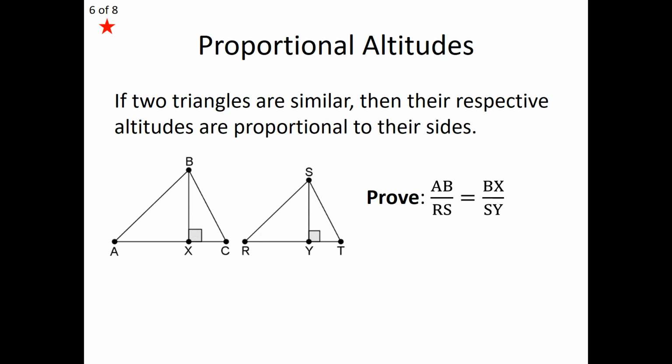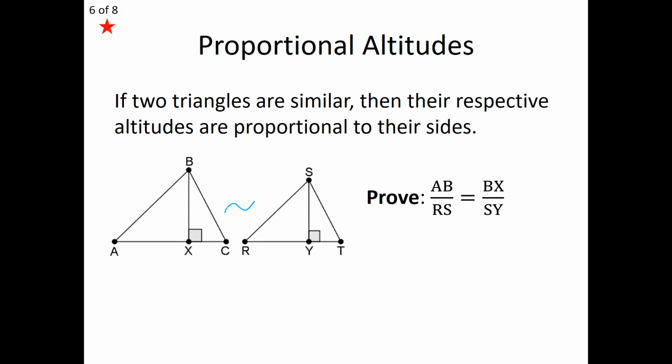In our diagrams below, we have triangles ABC and RST, such that we have the altitude BX in ABC and the altitude SY in RST. And what we're already given about these two triangles, look at our given, the conditional: if two triangles are similar, meaning we already know that triangles ABC and RST are similar. What we need to prove then is that the ratio of our altitudes, BX to SY, is the same ratio as the sides of our triangles, AB and RS.